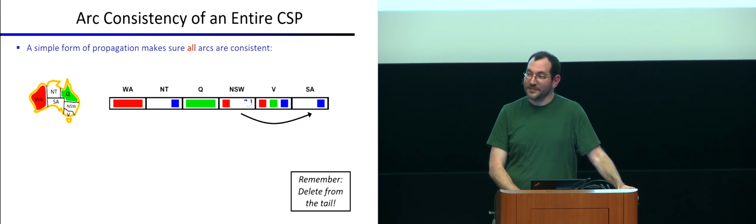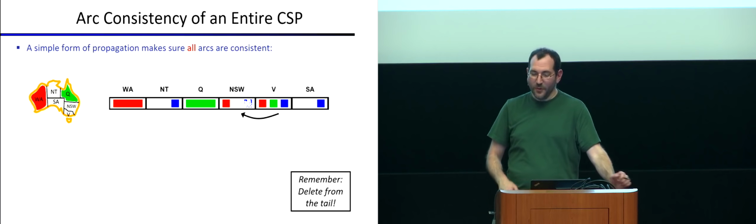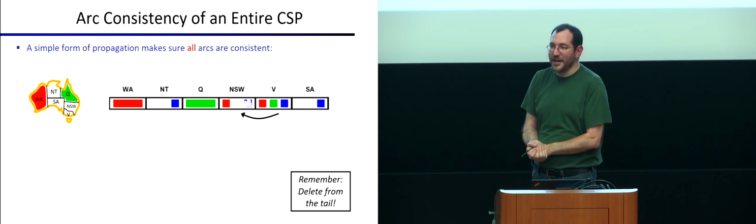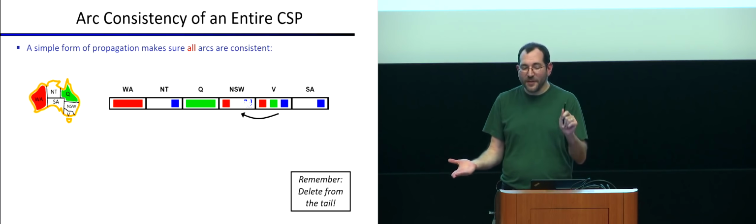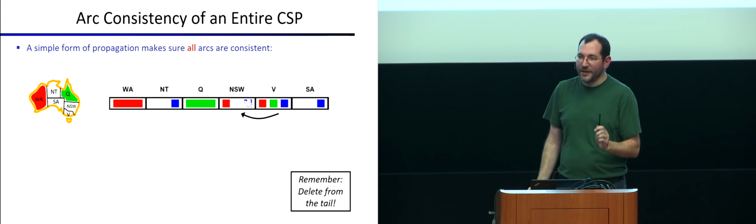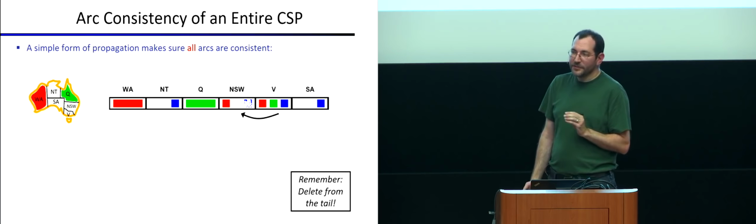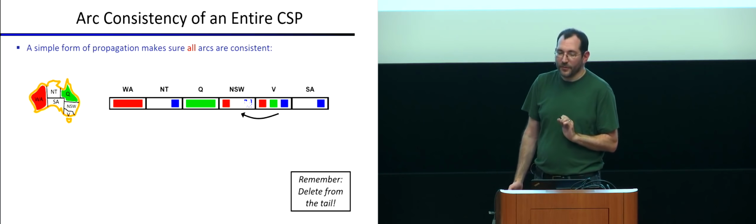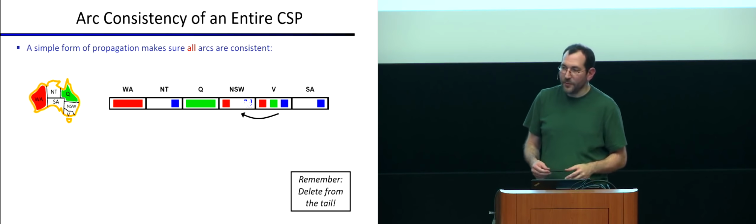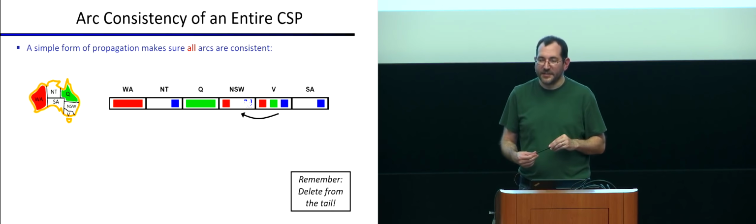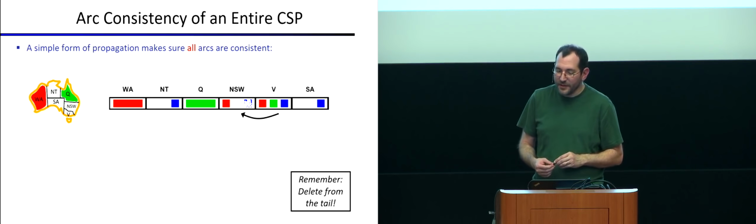Anybody see the tricky case? We were just here. We just checked V pointing to NSW. We just declared it consistent. But that was on the basis of having blue and red available in the head at NSW. And one of those is gone, so the consistency may no longer hold. And so I have to go back to V, and I have to check, are there any assignments to V which cannot be extended to assignments at NSW without violating a constraint?